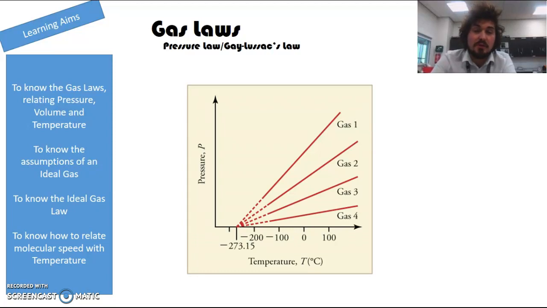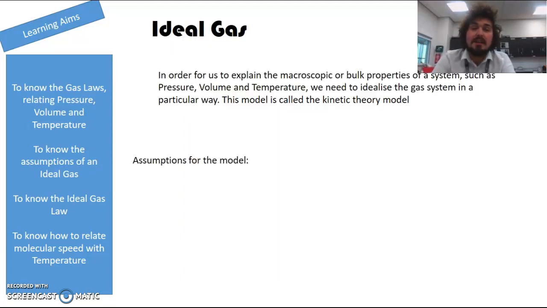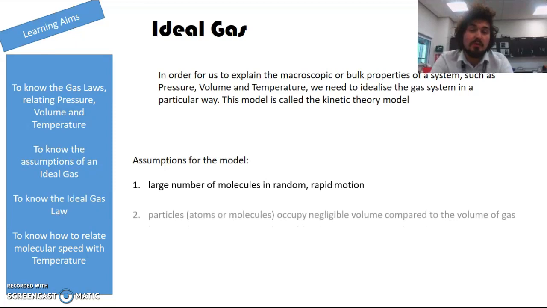Anyway, that's true. Right, okay, so ideal gas. An ideal gas is an idealized gas. It allows us to understand the macroscopic or bulk properties of a system such as pressure, volume and temperature. We use the kinetic theory model to set our conditions for an ideal gas, and the assumptions of that model are the following. One, there's a large number of molecules all in rapid and random motion. Random means unpredictable, so it's important that we can't see patterns in the way they move.